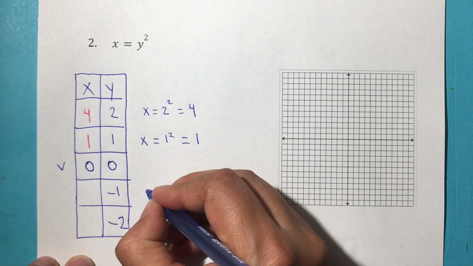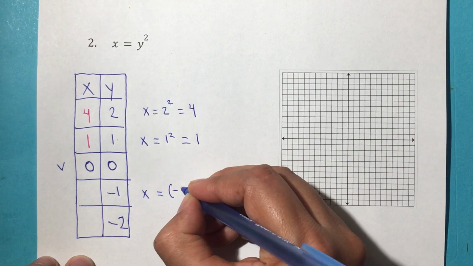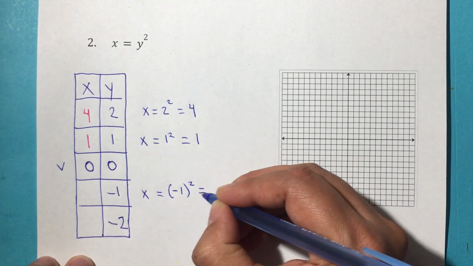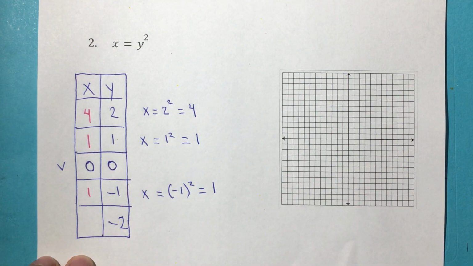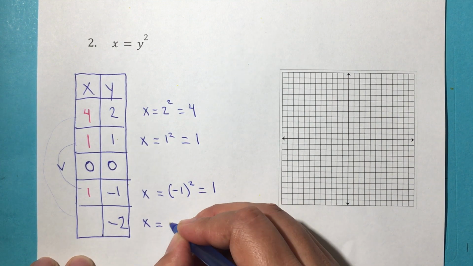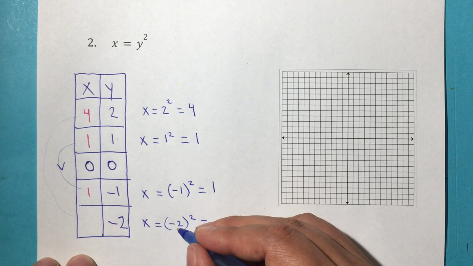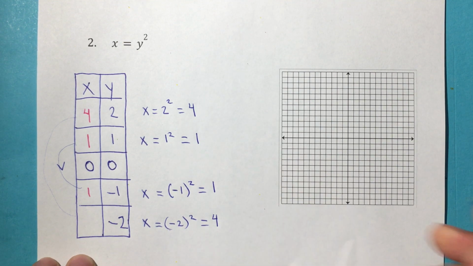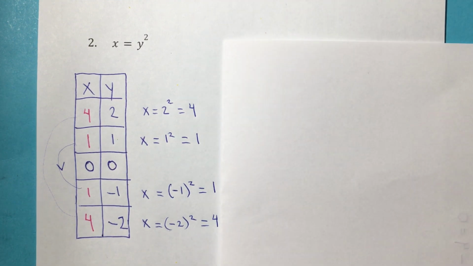For the next one, x is equal to y squared. Because it's a negative, we're going to put it between parentheses, square that, and negative 1 times negative 1 gives me positive 1. And notice how, again, these are the same. So guess what? These have to be the same as well. For the last one, x is equal to negative 2 squared, which is equal to negative 2 times negative 2, which is positive 4.